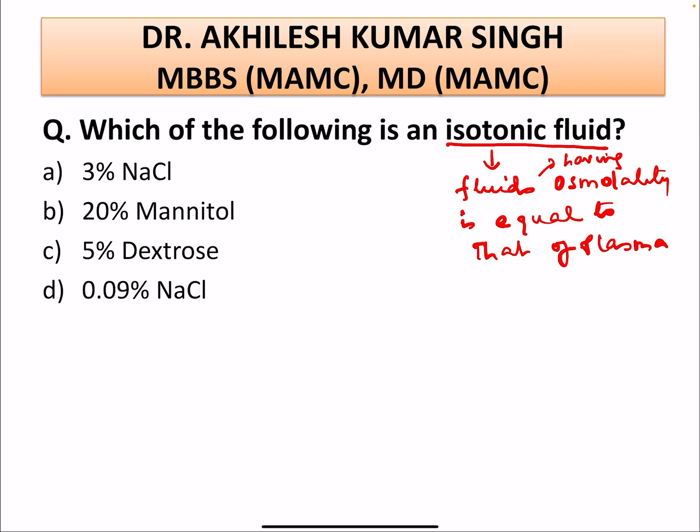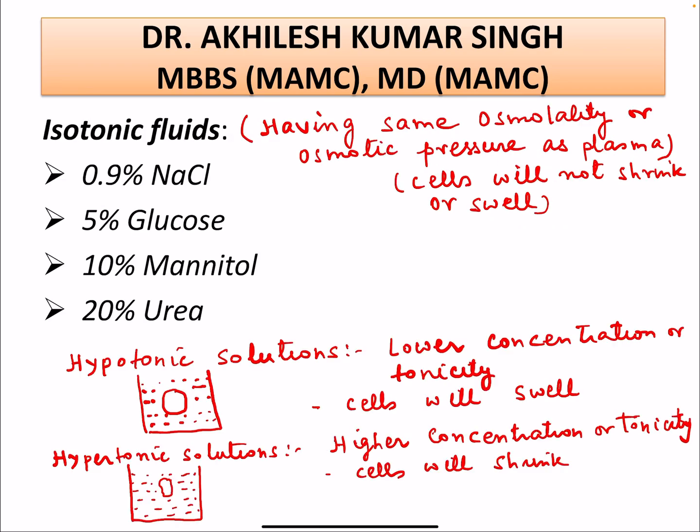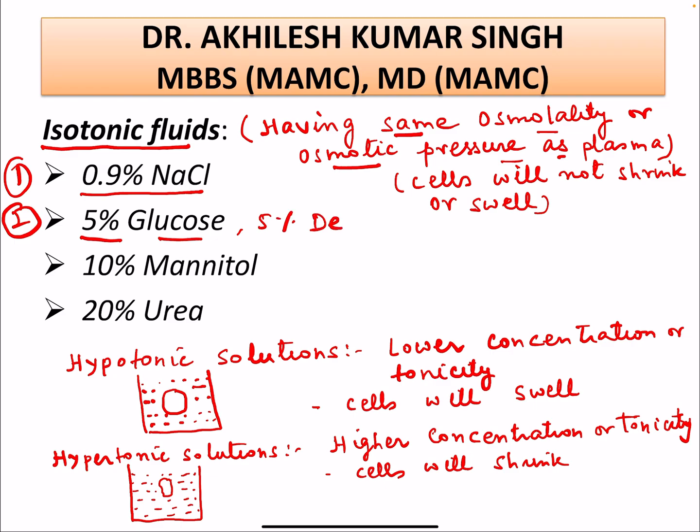And what are the examples of the isotonic fluids? Isotonic fluids have the same osmolality or osmotic pressure as that of the plasma. Examples of isotonic fluids are 0.9% NaCl, and another example is 5% glucose, or you can also say 5% dextrose.